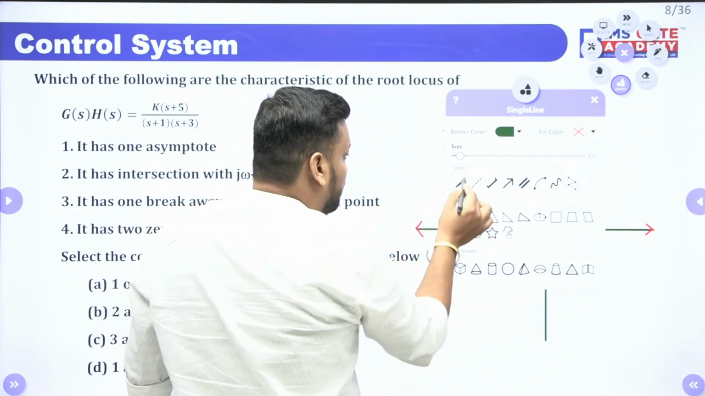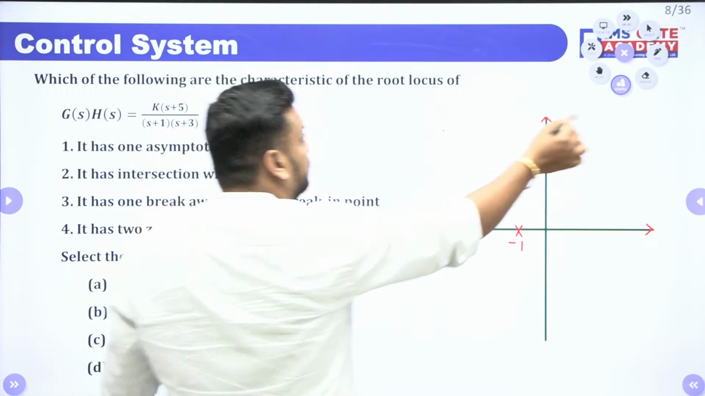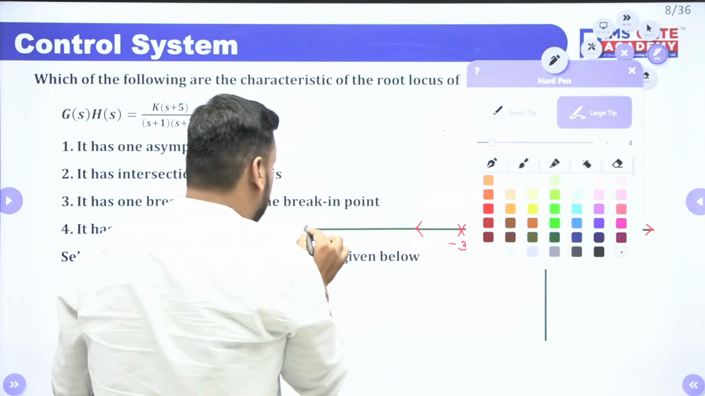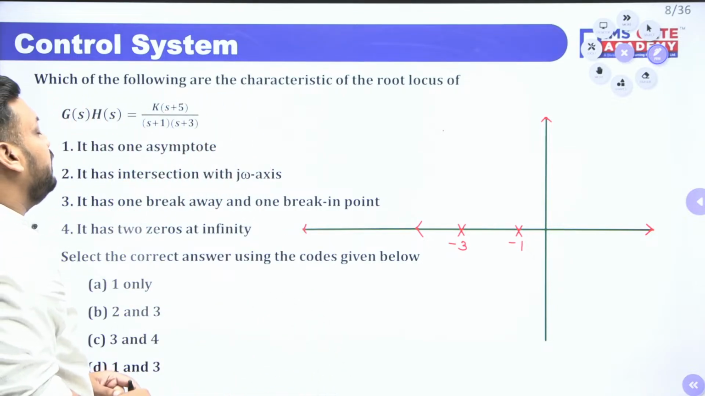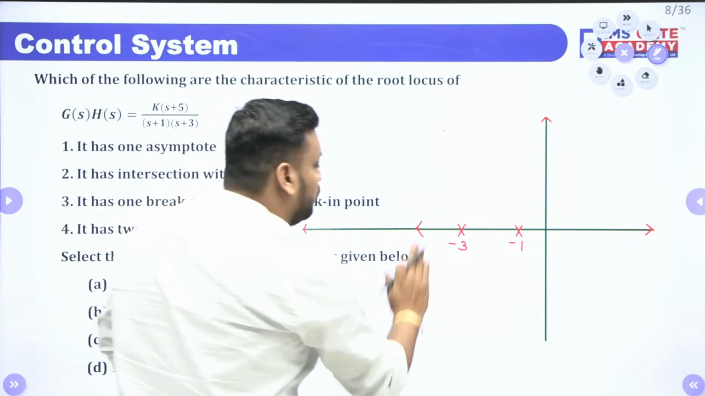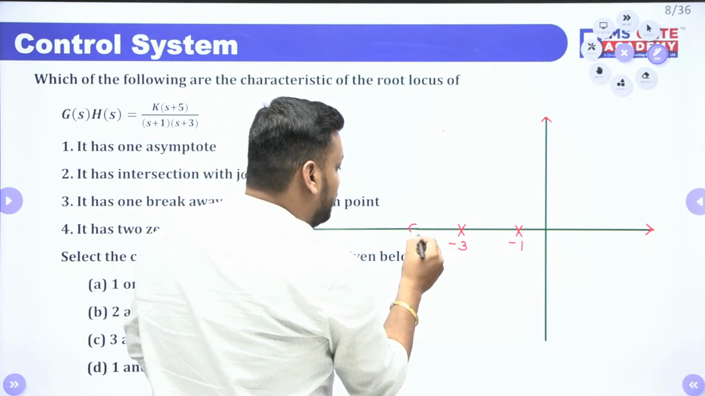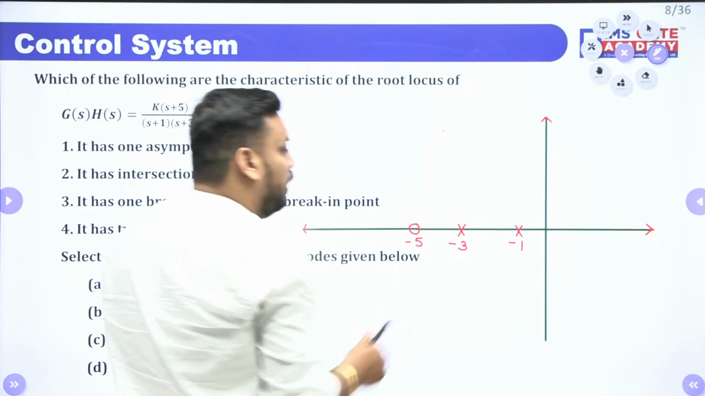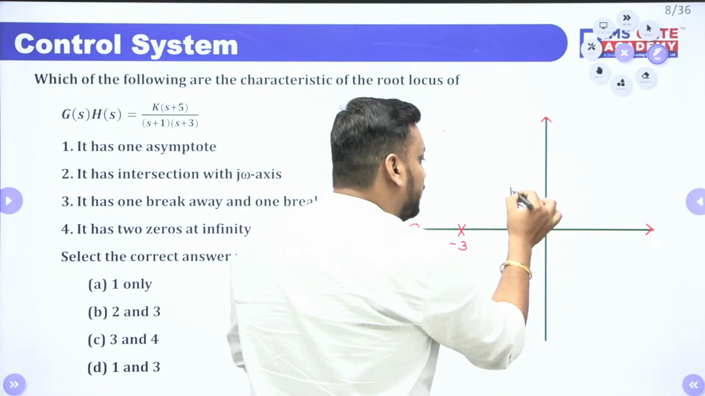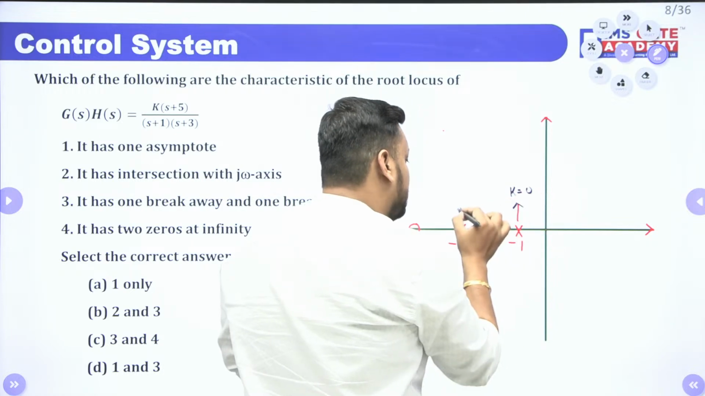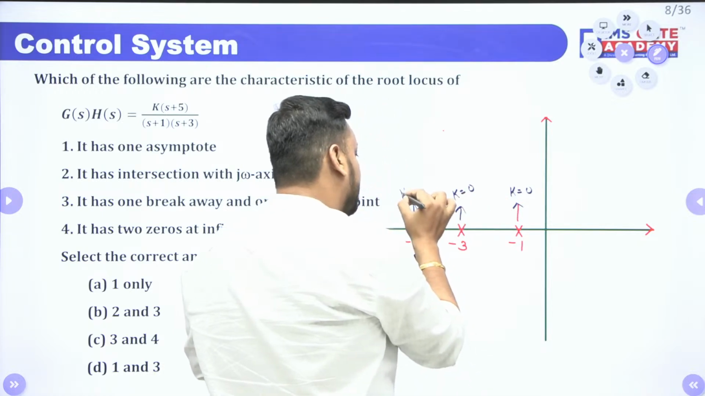Here I just extend this. Here is one more: S plus 5. S plus 5 means at S equal to minus 5 we have a zero. So here we have a zero only, at minus 5. At the pole positions, what do we have, guys? The K value is 0. At this place also the K value is 0. And at this place, the K value is infinite.